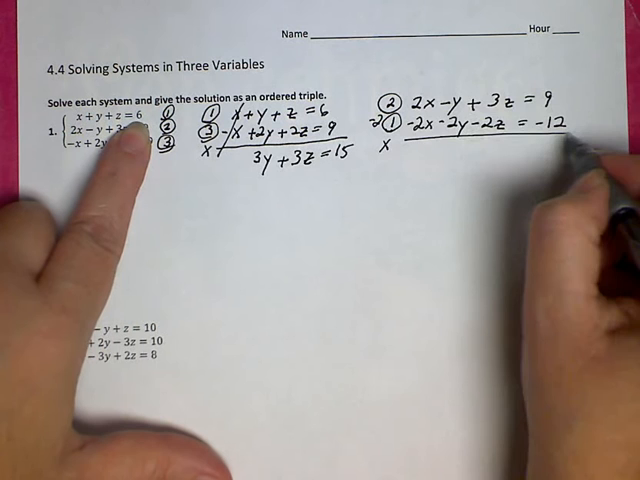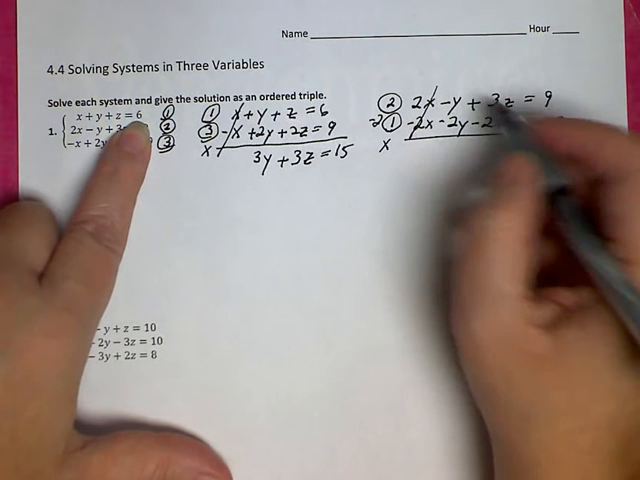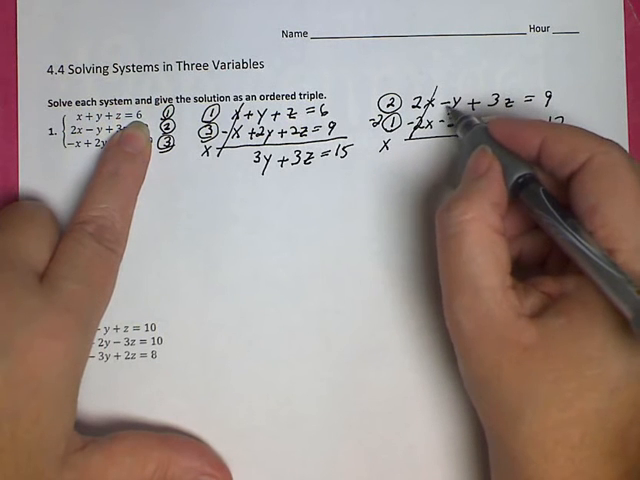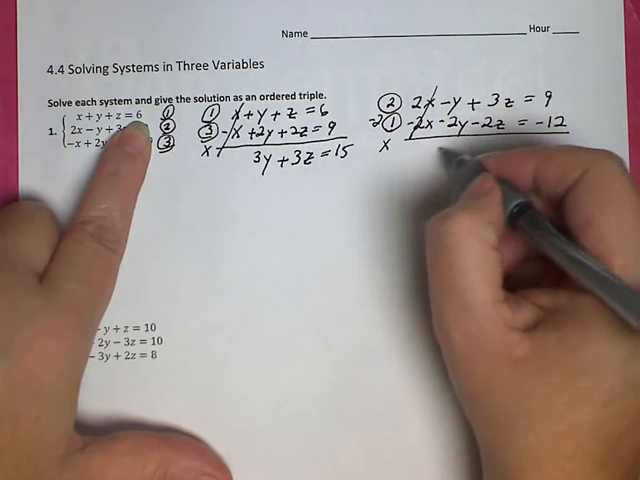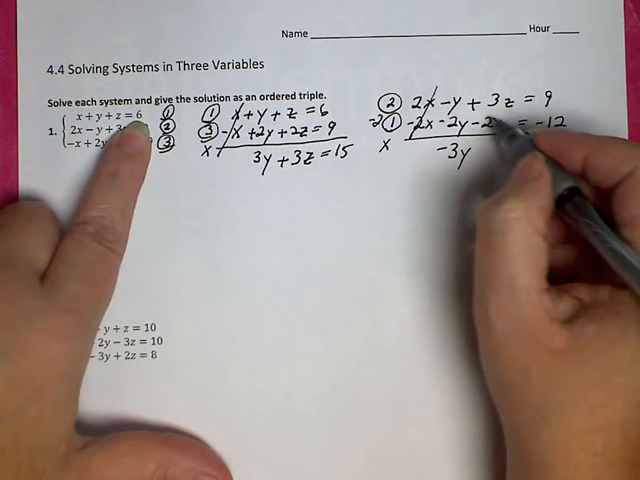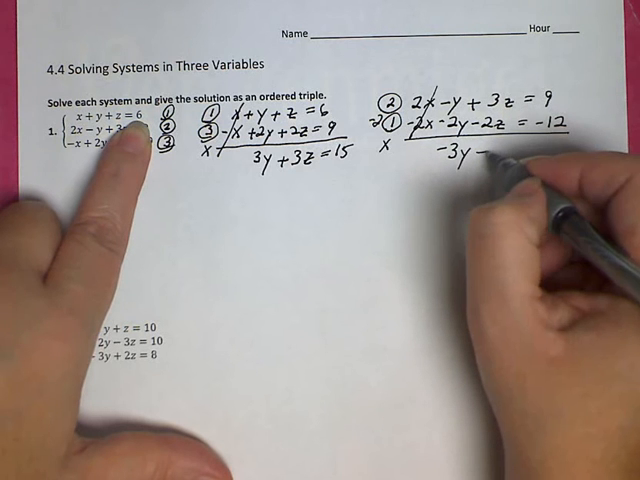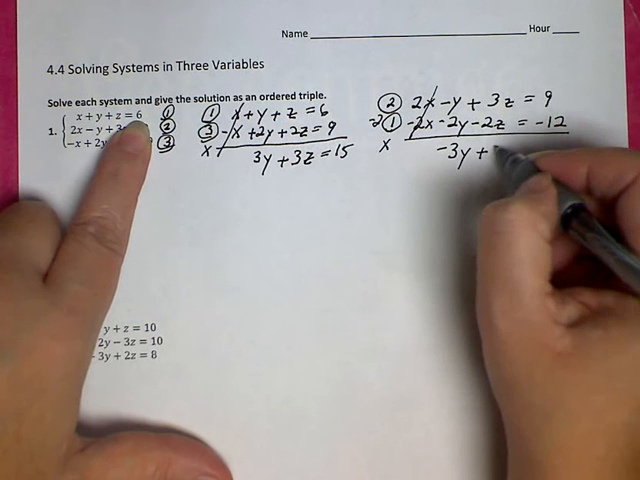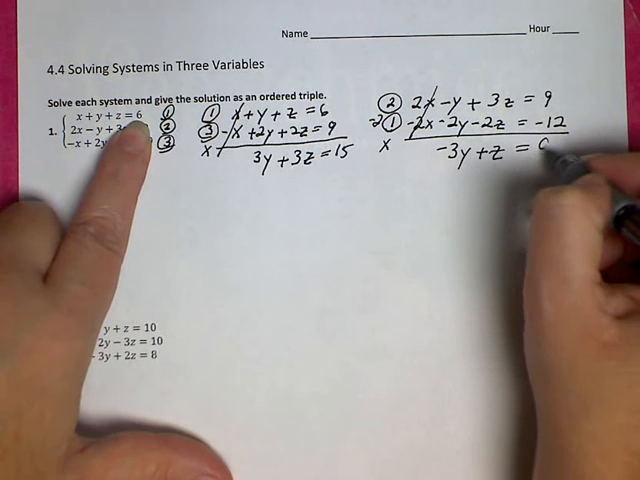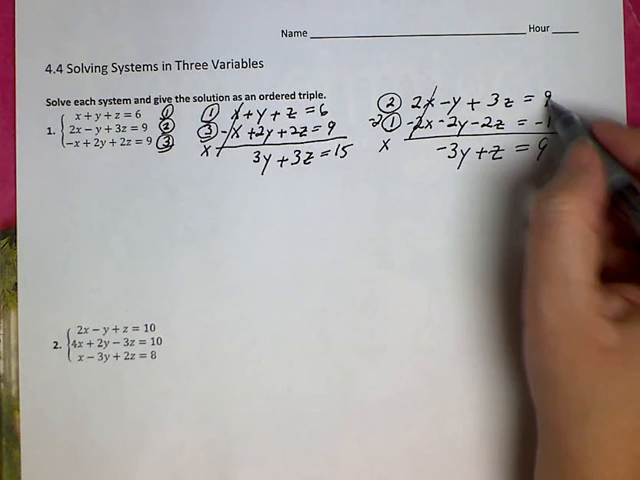Add down, my x's cancel out. My y's, I have negative y and a negative 2y, a negative 3y. And then I have 3z minus 2z. It gives me plain old z is equal to 9. No, is equal to a negative 3.